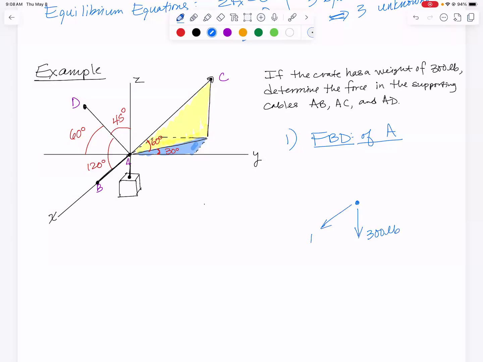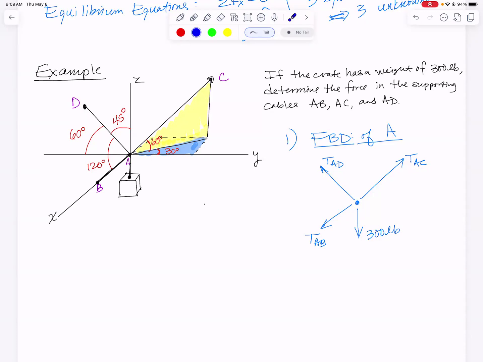Then I have the tension in AB off in that direction, tension in AC off in that direction, and the tension in AD. And here's an example where I don't even want to try to draw all the angles on there. It'll just be a messy diagram. The point of the diagram is to recognize which way is the force pulling. Is it out and away or pushing in toward the point? And how many forces are there? So that when we write our equilibrium equations, we don't miss any.